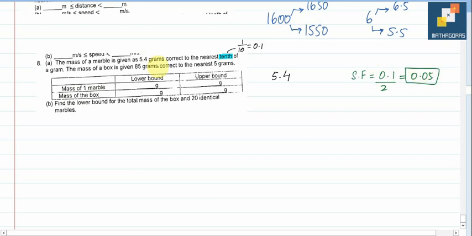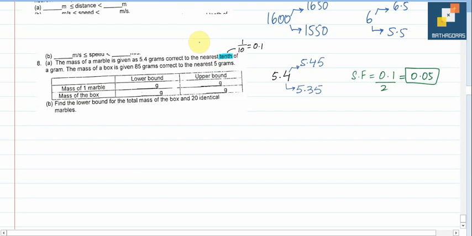Alright, so the mass is 5.4 grams. The upper mass will be 5.45, right? You need to add 0.05. The lower bound will be 5.35. You need to subtract 0.05 from 5.4. So that tenth is a confusion here. Mostly students take it as 10, but it's not 10, it's tenth.